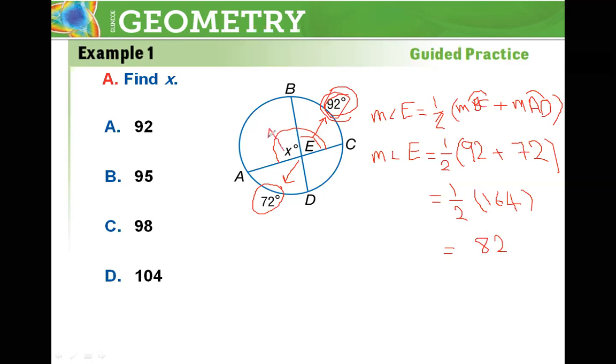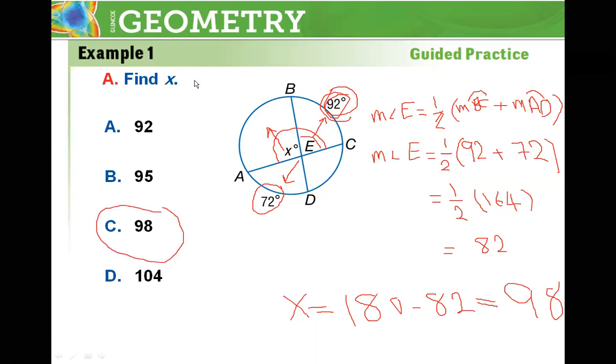I need to find the measure of angle X. Angle E and angle X together equal 180. So the measure of angle X equals 180 minus 82, which equals 98. Excellent. So 98 is our answer, which is letter C. This is our answer.